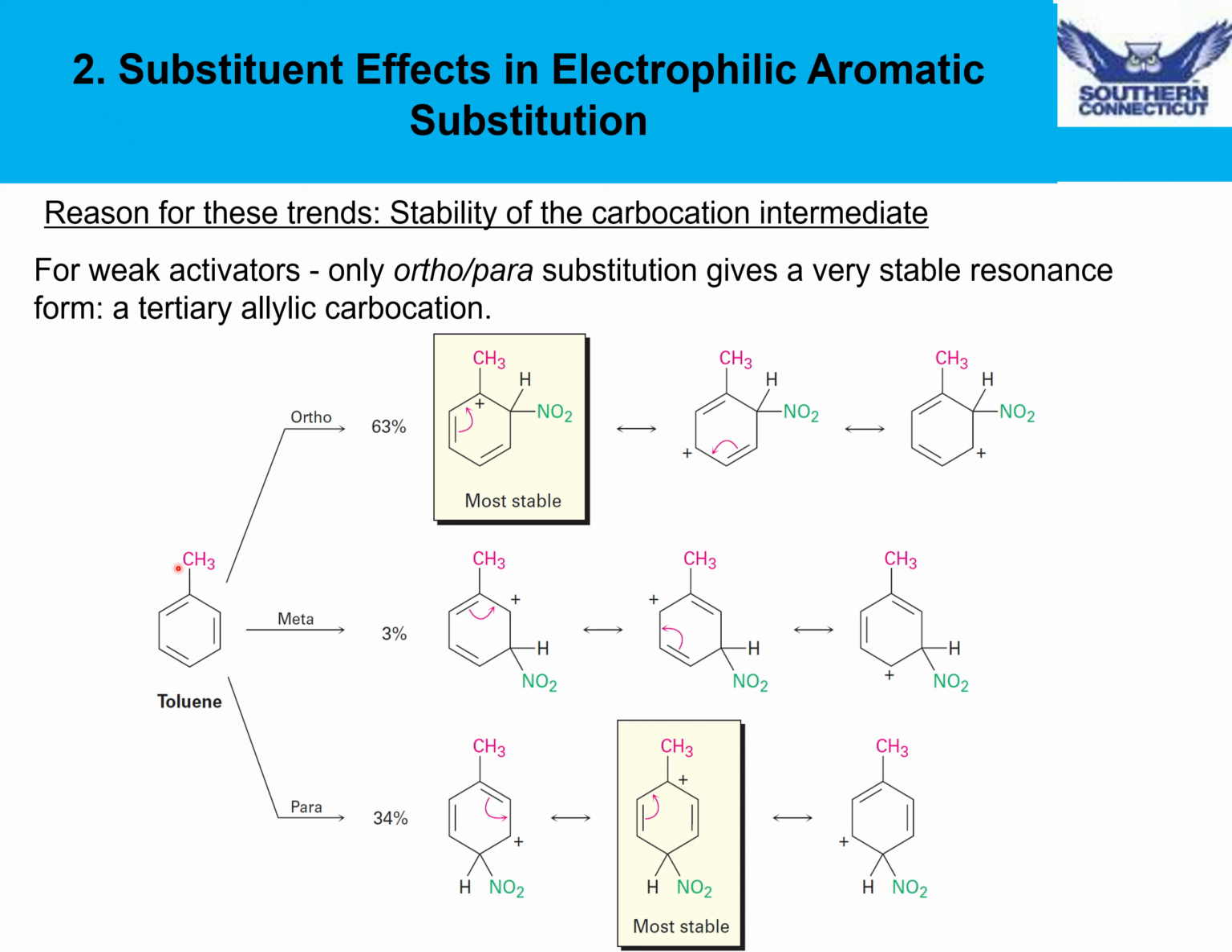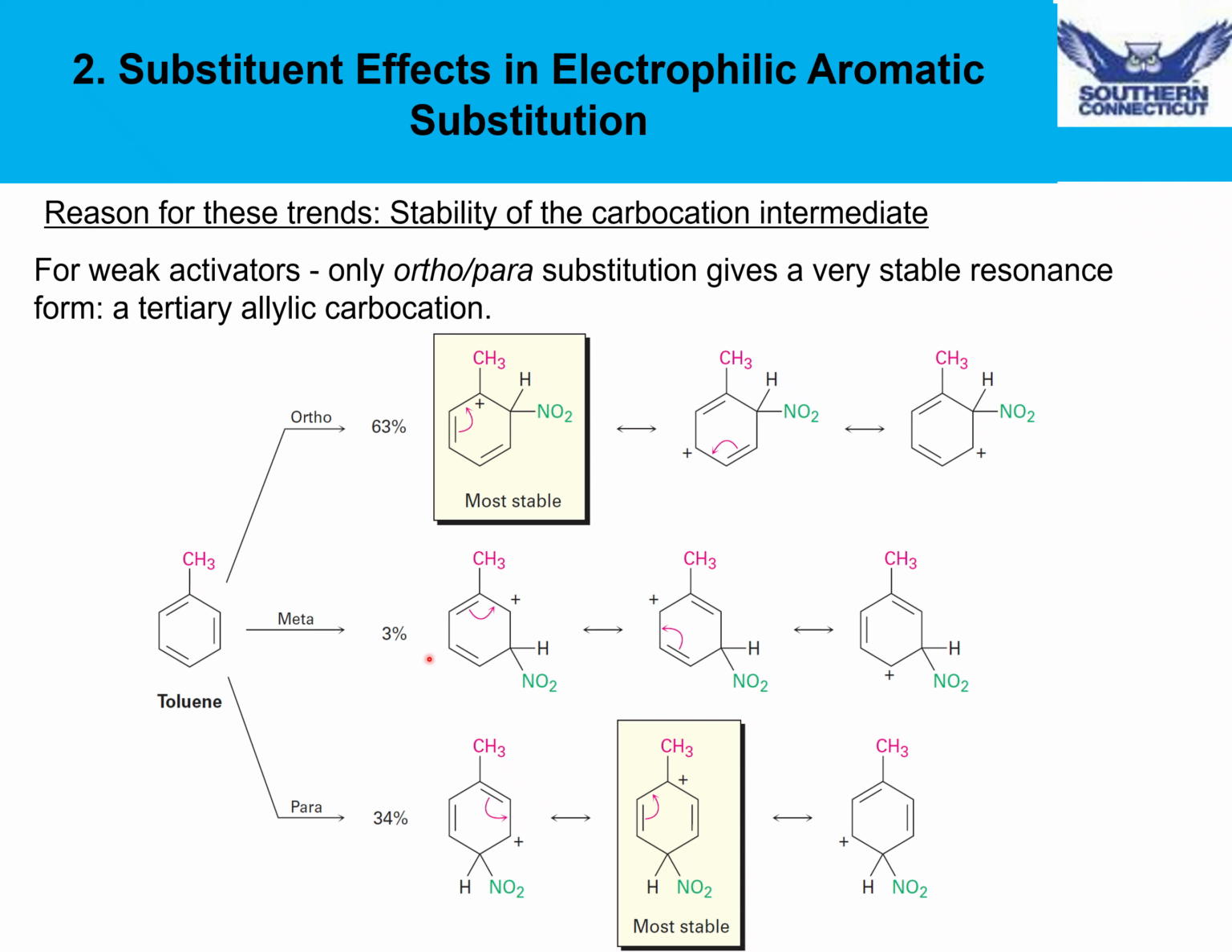The reason for that is one of the resonance structures that is formed from ortho substitution has a highly stable carbocation, which has the carbocation directly on the same carbon as the methyl group. The same thing occurs in para substitution. One of the resonance structures, so there are three, is highly stable because we have a carbocation that is on the same carbon as the methyl group.